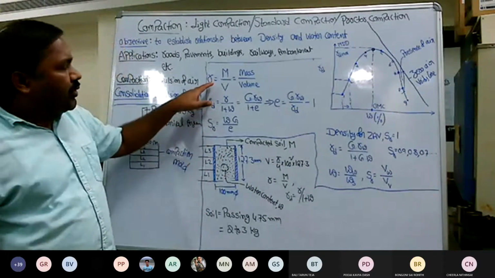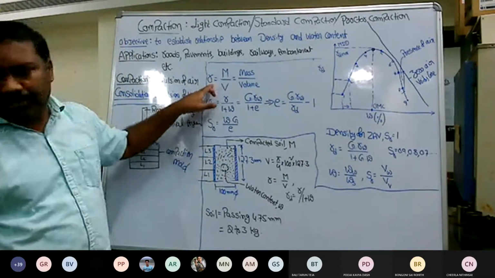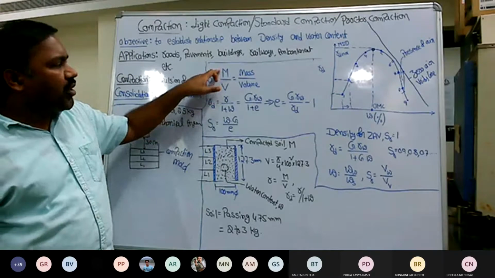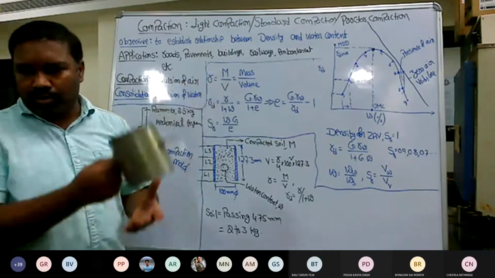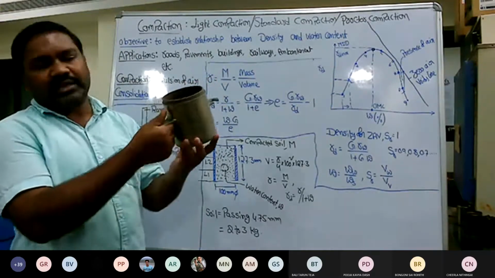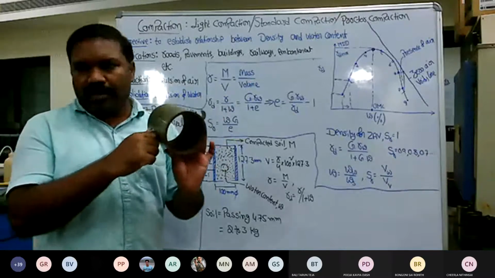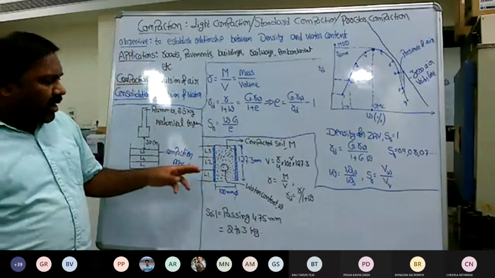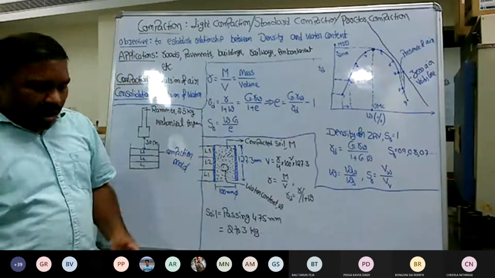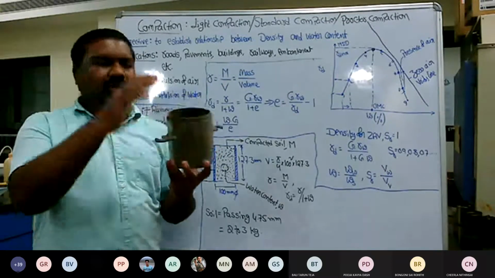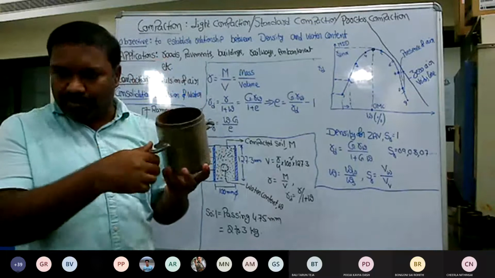Now just imagine you want to calculate the bulk density. You need to know the mass of the soil. You need to know the volume of the mold. By simply measuring the diameter and the height, I can calculate the volume. So one parameter is known. Now my next aim is to find how much soil has been compacted inside the mold.